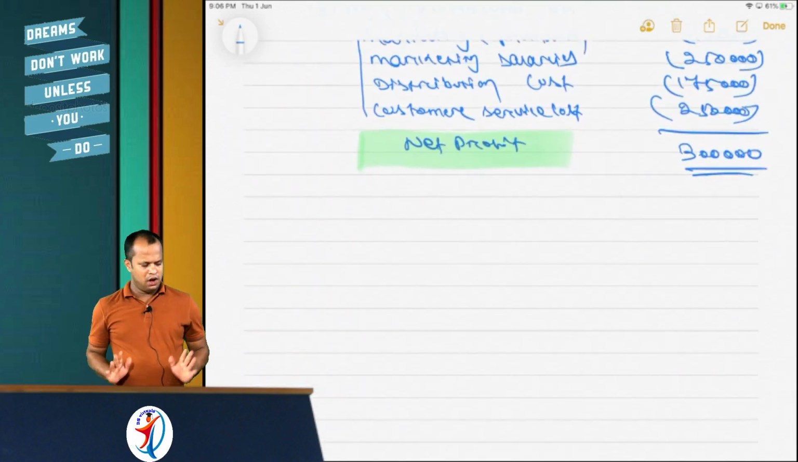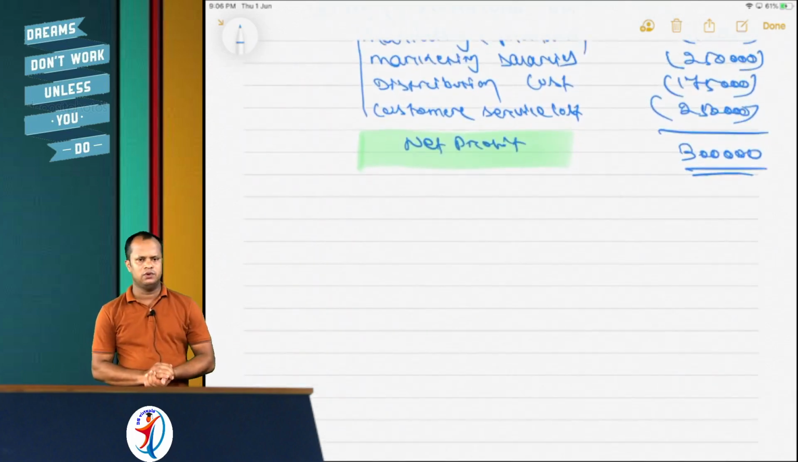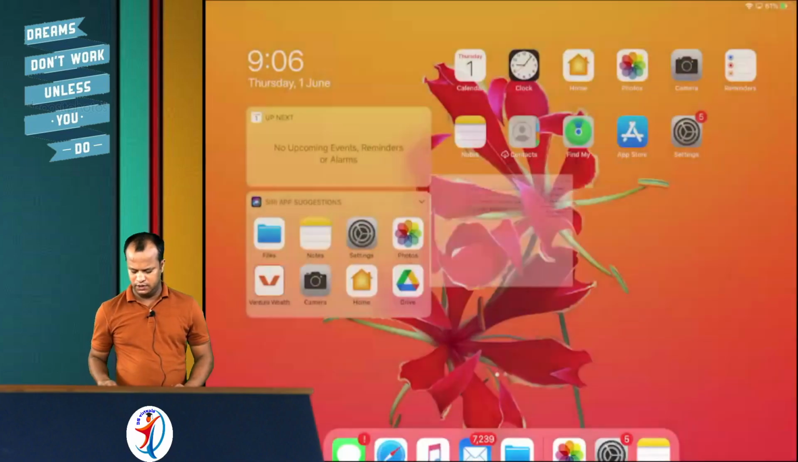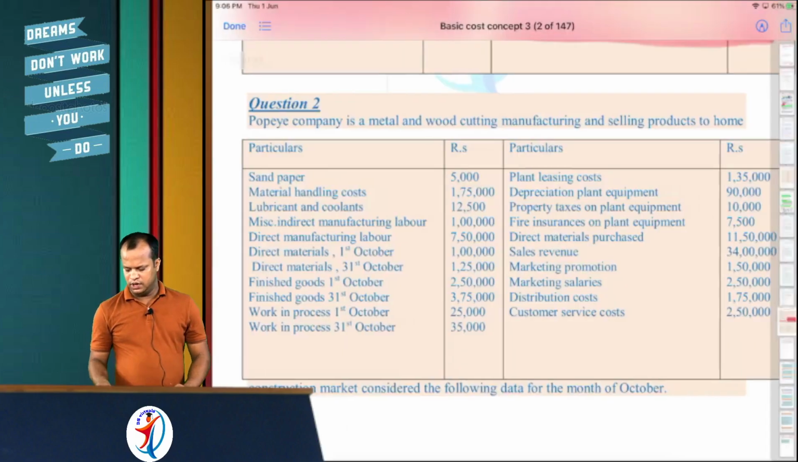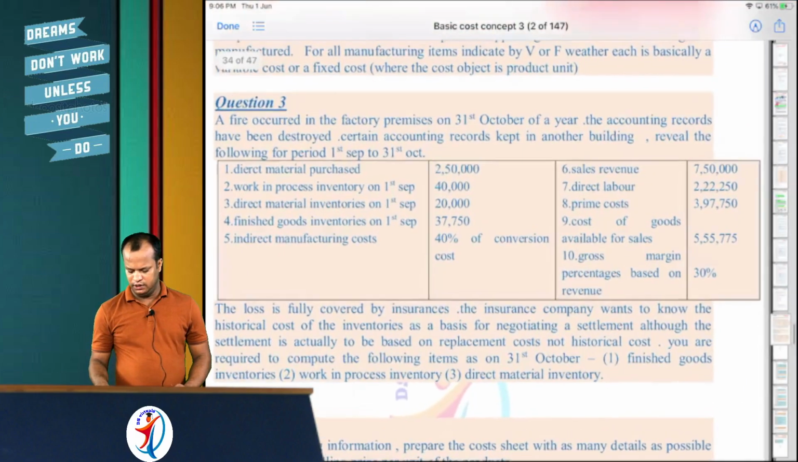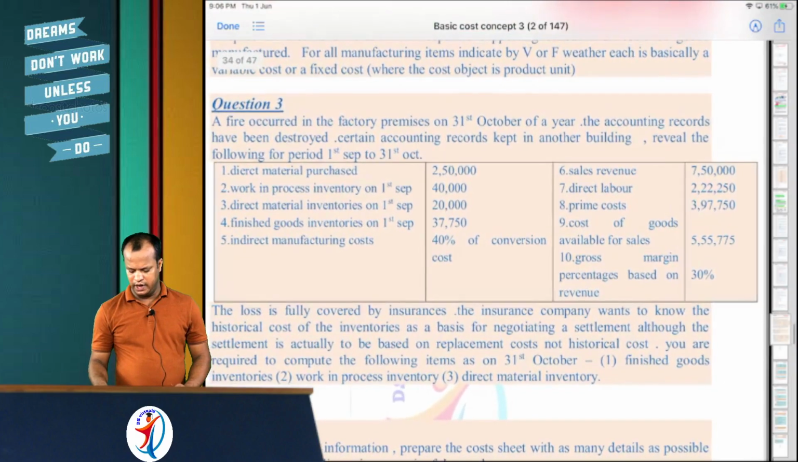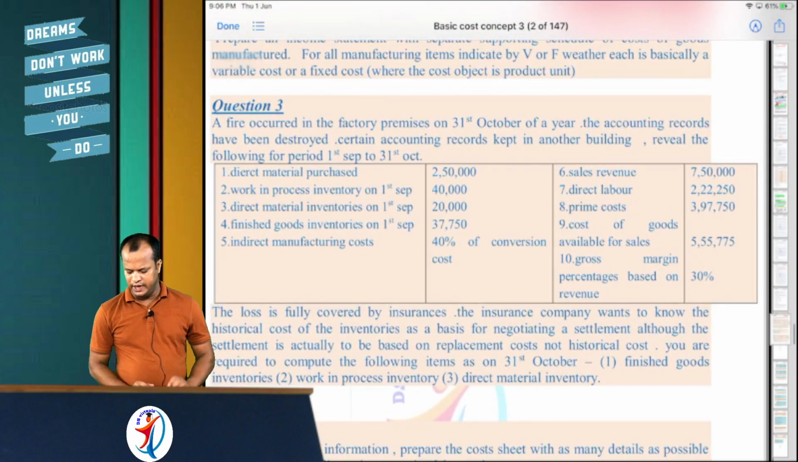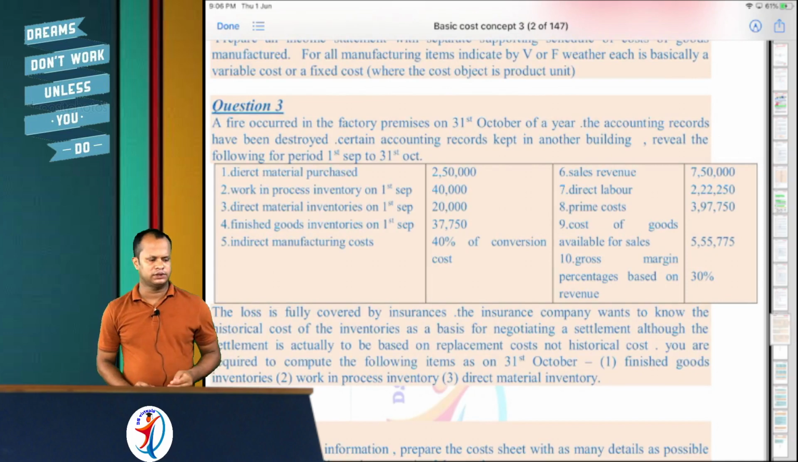Is it clear to all of you? Yes or no? Yes sir. Can we move to question number 3? Yes sir. We can now move to question number 3. So guys, read question number 3 carefully. This is a very important question for the chapter cost sheet.